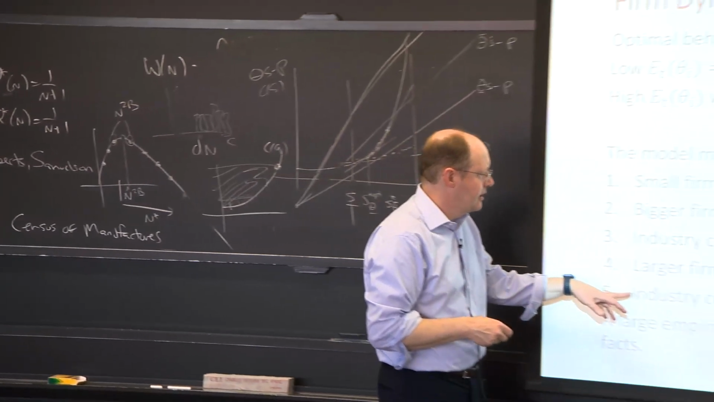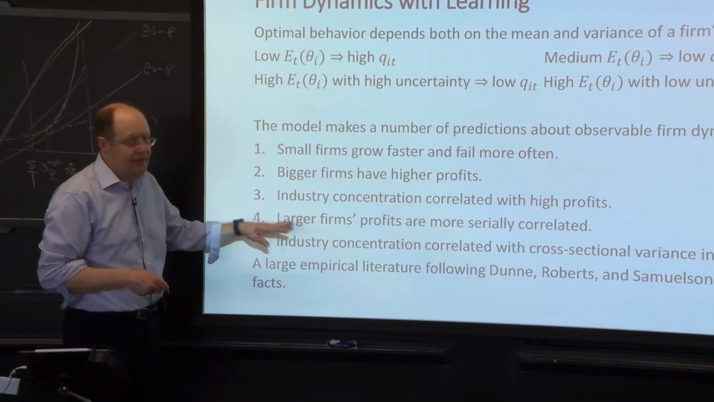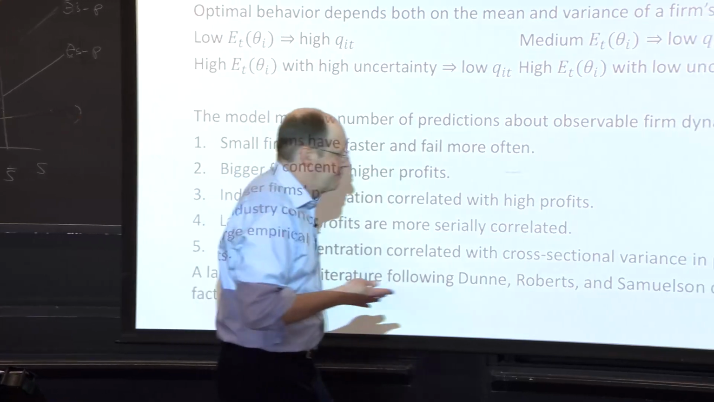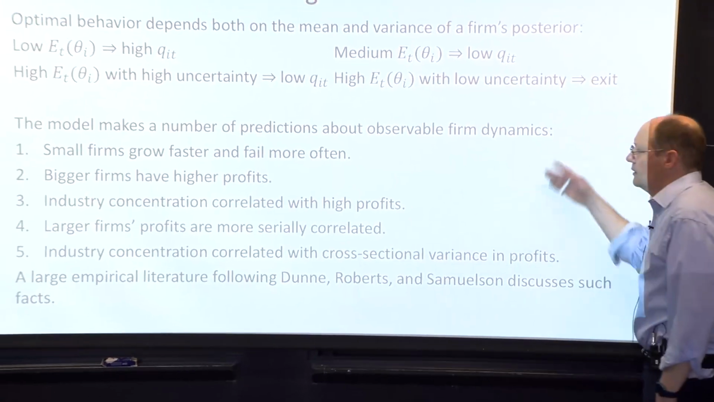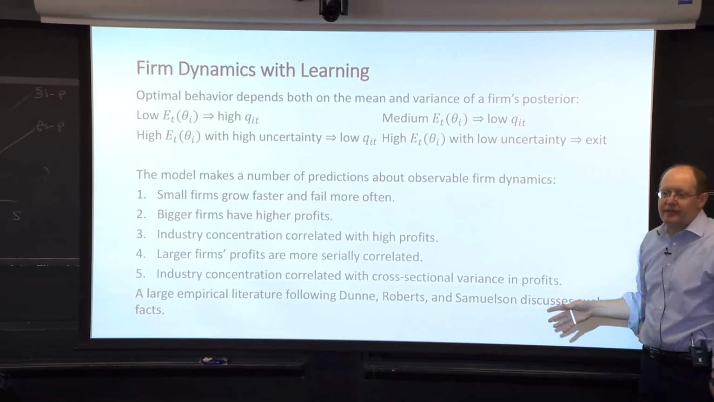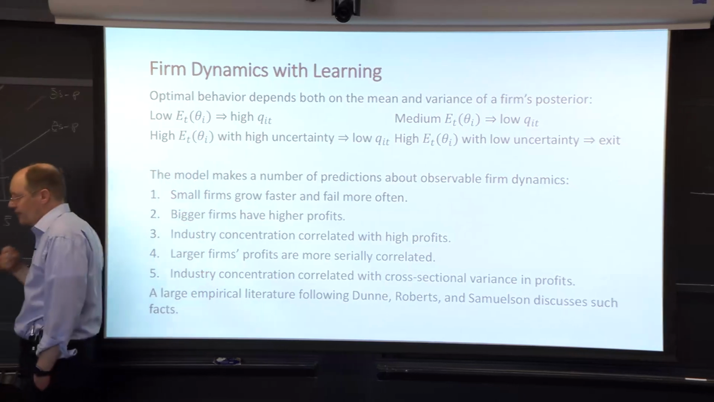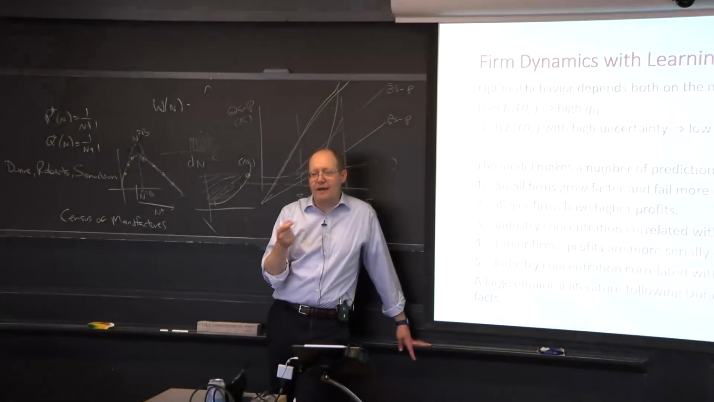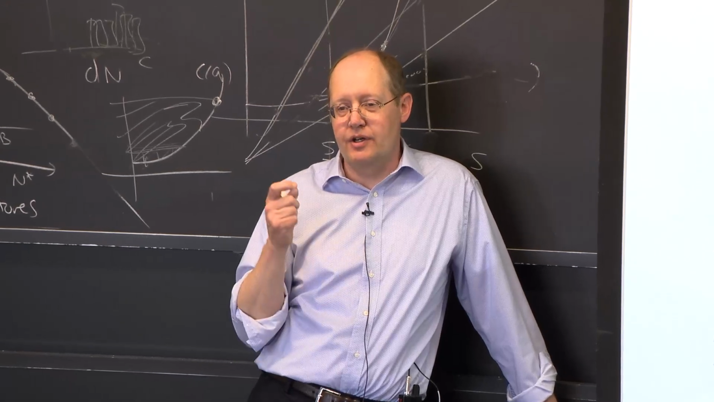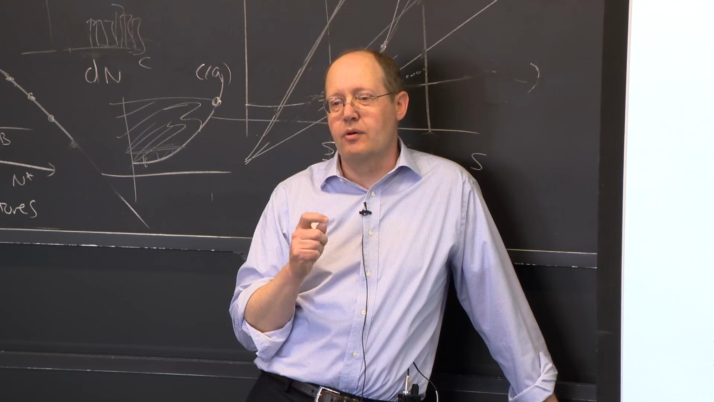So anyway, concentration is both correlated with levels of profits and with cross-sectional variance in profits. And there's a large literature on the empirics of entry that bears out that many of these things seem to be true. This is the way we often make sense of that data: it's not that all firms have the same technologies. Some firms are just more efficient than others, for no observable reason.